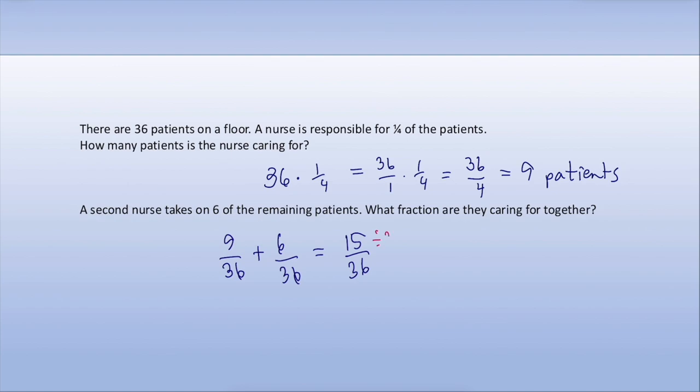You can. These are both divisible by 3. If you divide the top by 3, you get 5. If you divide the bottom by 3, you get 12. And then just ask yourself, hey, did I do it again? So they are taking care of 5/12 of all of the patients.